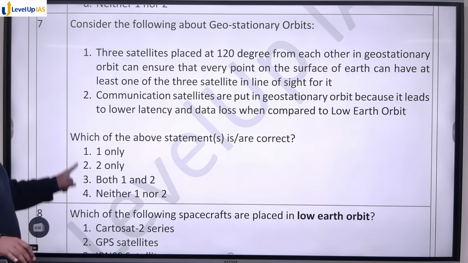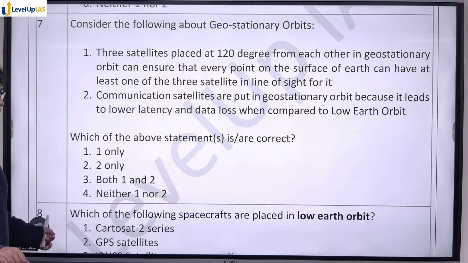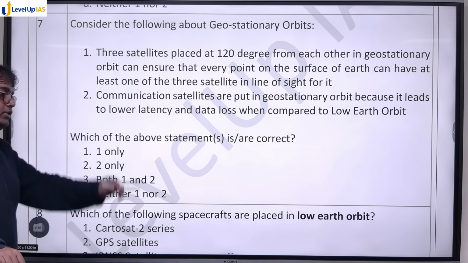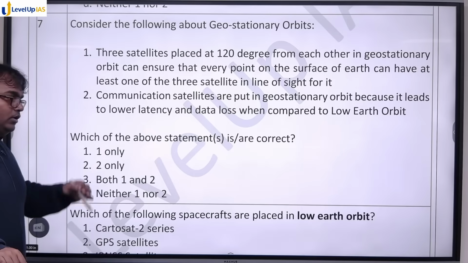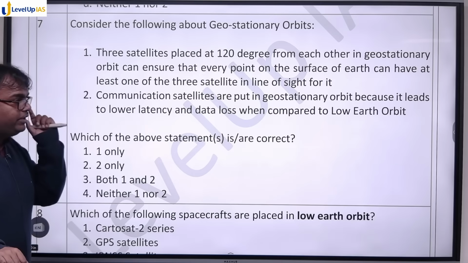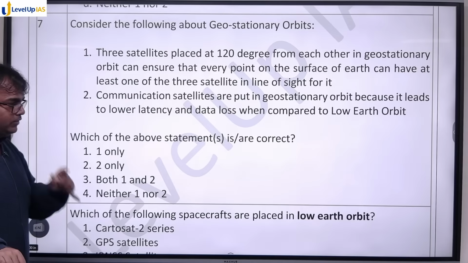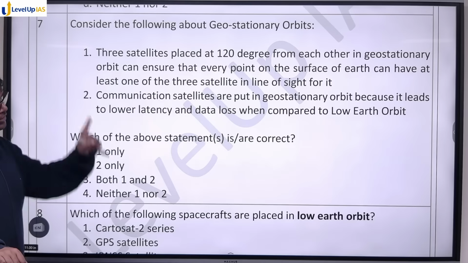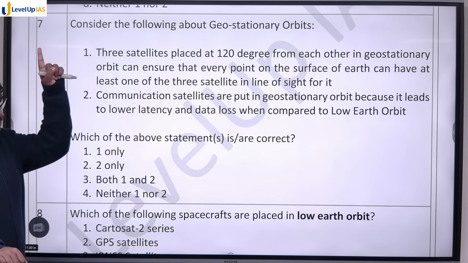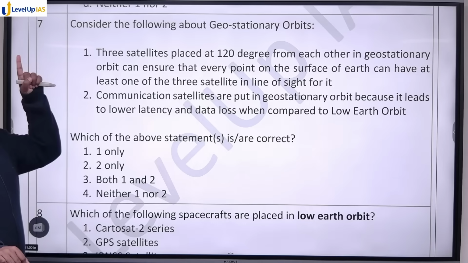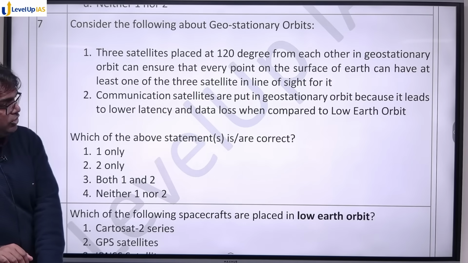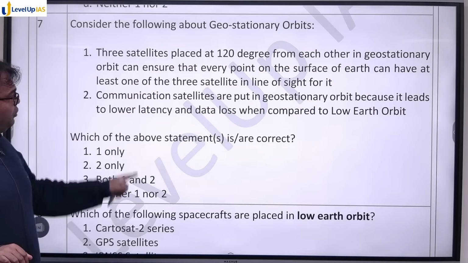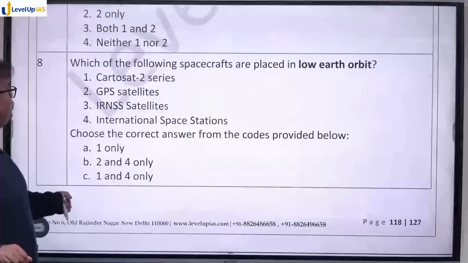Okay, let's go to, so did you understand why this is wrong? Communication satellites are put in geostationary orbit because it leads to lower latency. बेटा geostationary orbit में तो latency बढ़ जाता है. Latency is time to travel. In low earth orbit latency is less. That is why we are able to use it in satellite phones, because the distance that the signal has to cover is very less. Whereas in geostationary orbit, when you send a signal, it will travel 36,000 kilometers, then it will come back 36,000 kilometers. So latency is higher, not lower. Okay, let's go to question number 8.